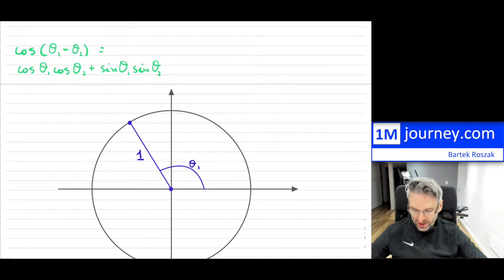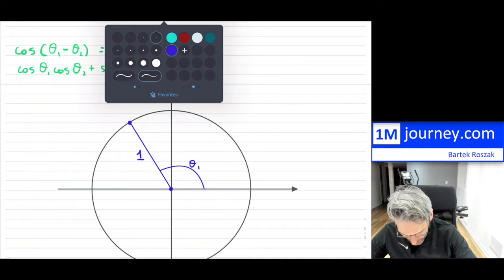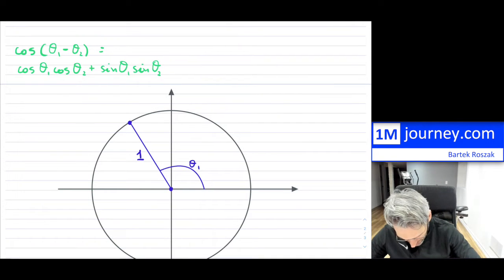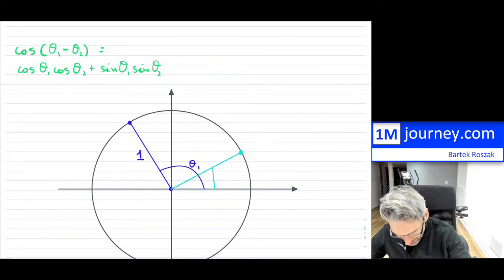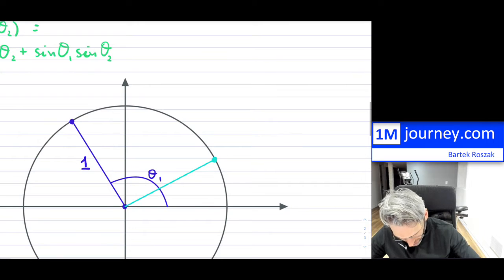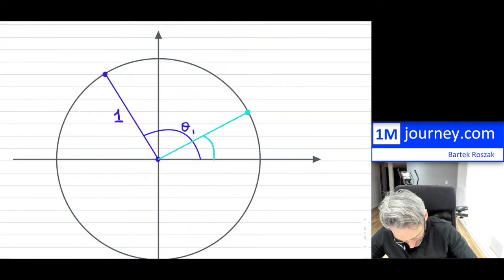Now, I'm going to construct theta 2. For theta 2, what I'm going to do is go right here, and from here to here, if I go in this direction, this is going to be my theta 2. So let me do it like this. This would have been theta 2.